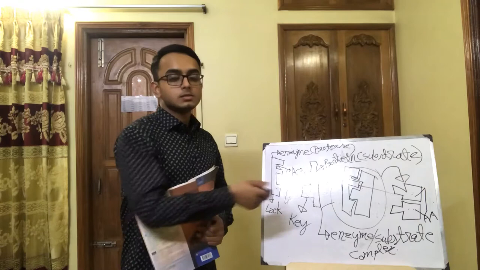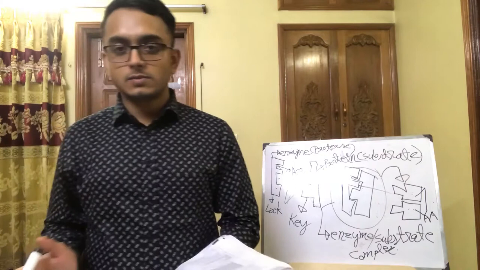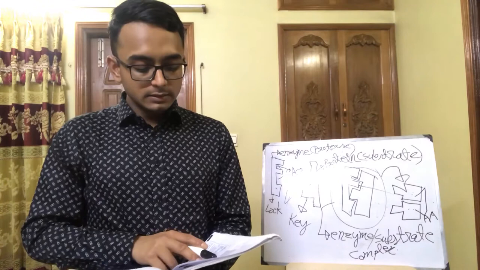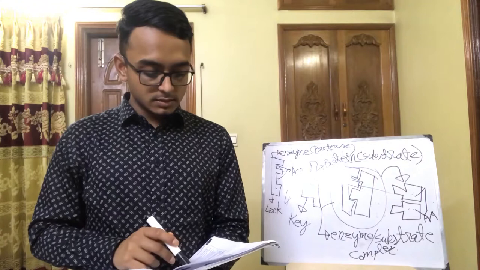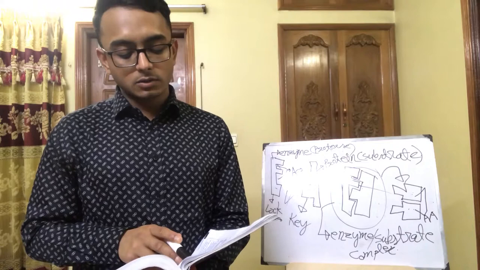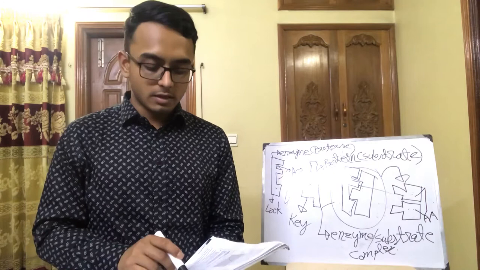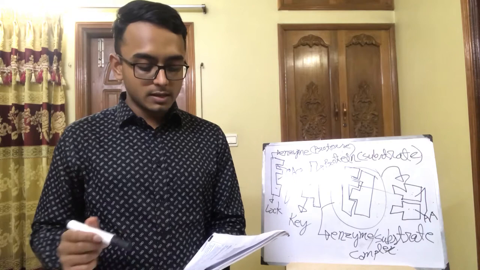Okay, for your O levels, this much information is enough for you. Enzymes work best at a particular temperature. Enzymes found in the human body usually work best at about 37 degrees Celsius. Enzymes work best at a particular pH. pH is a measure of how acid or alkaline a solution is. You have learned it in your chemistry. Some enzymes work best in acid conditions, others work best in neutral or alkaline conditions.